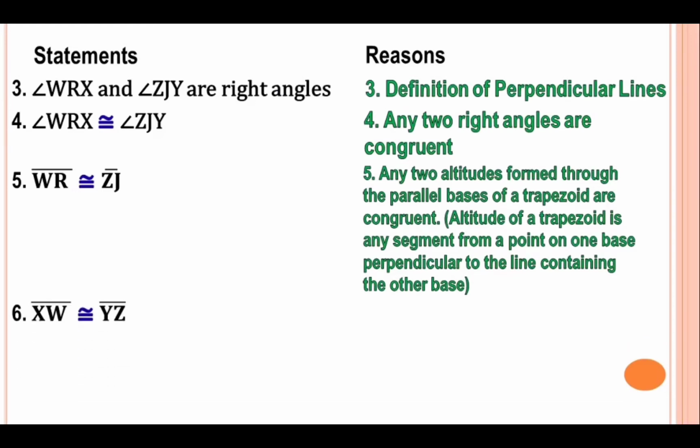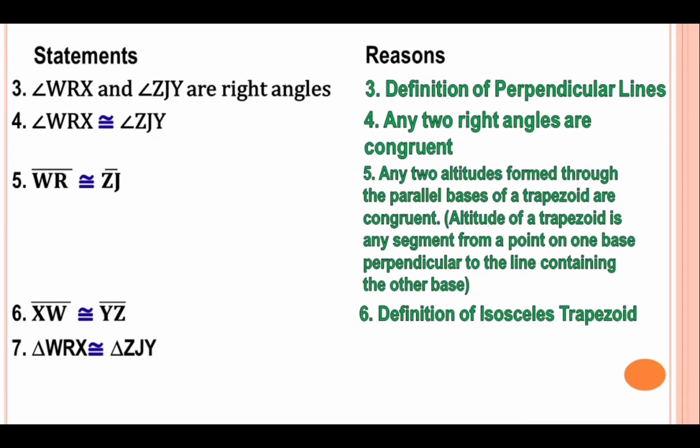Segment XW is congruent to segment YZ. Reason, definition of isosceles trapezoid. So in an isosceles trapezoid, the legs are congruent. 7. Triangle WRX is congruent to triangle ZJY. Reason, the hypotenuse leg theorem.